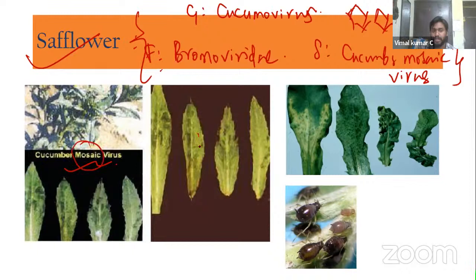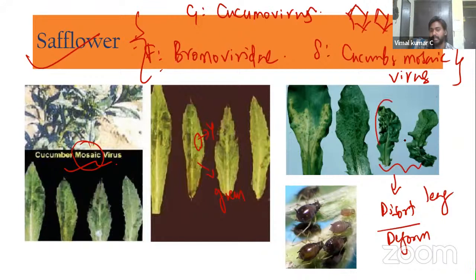So of course, one more key symptom is that it will deform the leaf. See, here you can see how it has deformed the entire leaf, right? And of course, the stunting and yield reduction will be there, right? And it is transmitted through the aphid.